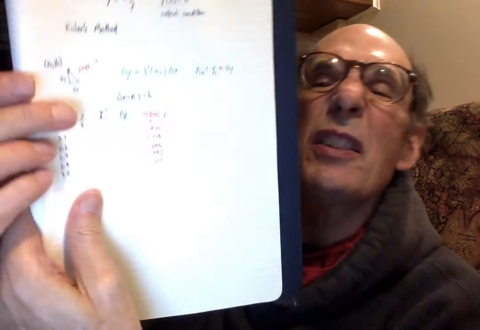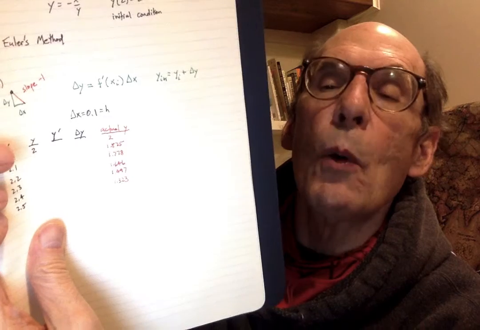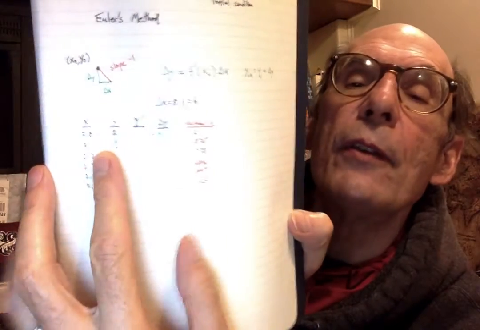So we're going to jump in. This is not going to be super exciting, but it's got to be done. Okay, so when x is 2 and y is 2, y prime is the negative of x over y, so y prime is just negative 1. And so delta y is negative 0.1, because you multiply delta x by the slope. That's just the tangent line approximation. So the next y is 0.1 less than the previous y, and that will be 1.9.